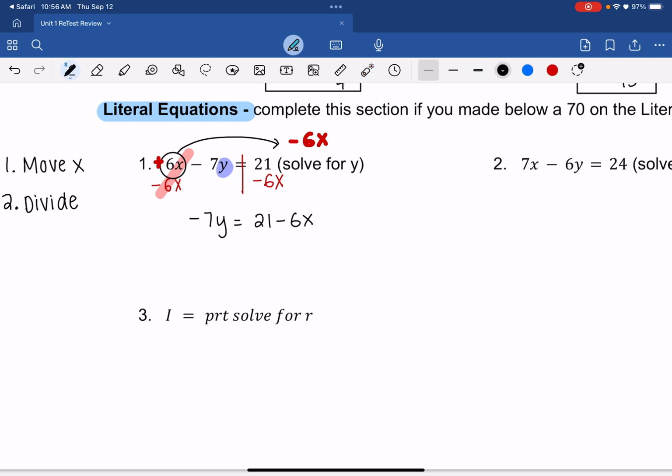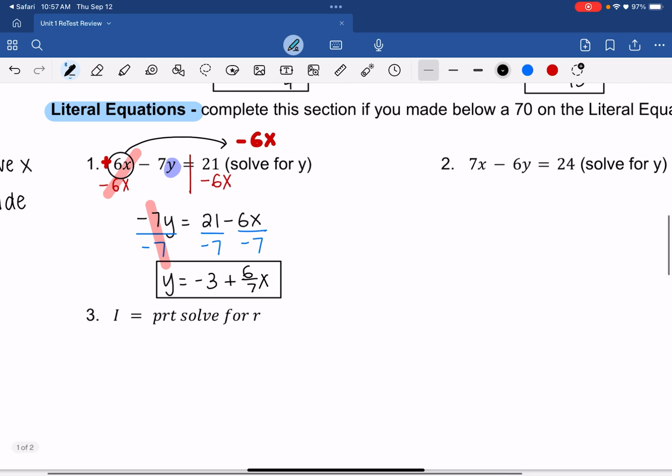The reason why I'm dividing is because the number negative 7 and Y are multiplying. And in order to undo multiplication, I must divide. So when I divide everything by the negative 7, negative 7 divided by negative 7 is a 1Y. 21 divided by negative 7 is a negative 3. And then negative 6 divided by negative 7 is just a positive 6 over 7. So please be reminded that a negative divided by a negative does end up in a positive value. So it will change the value of that X value, okay?